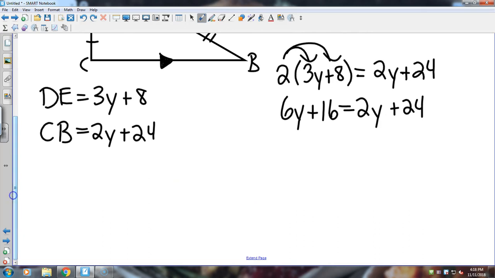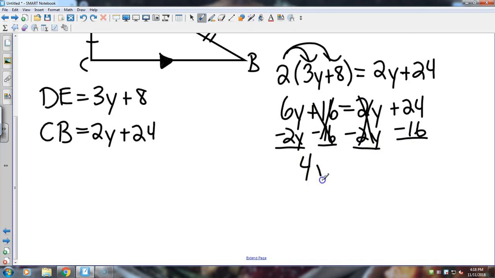Get a little space here. I'm going to subtract the 2y. I'm going to do 2 steps in one here just to speed the process up just a little bit. Because I'm bringing the 2y's over here, then I want to take the 16 over there. So that cancels, that cancels. It gives me 4y equals 24 minus 16, which is going to be 8. And so y equals 2.